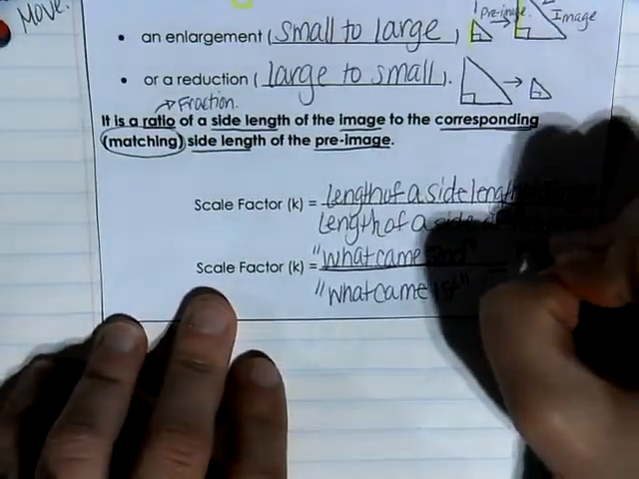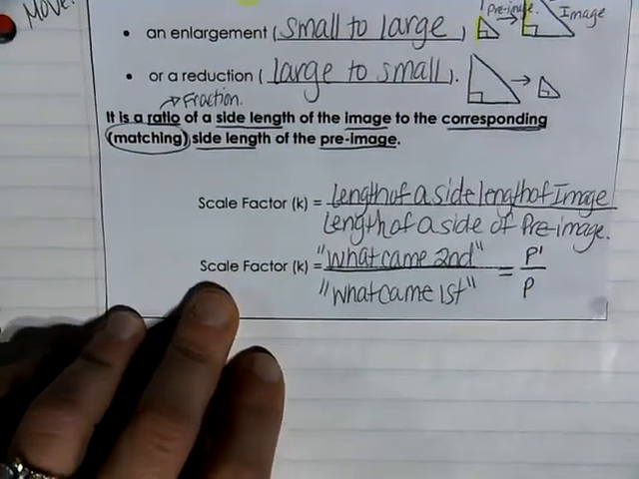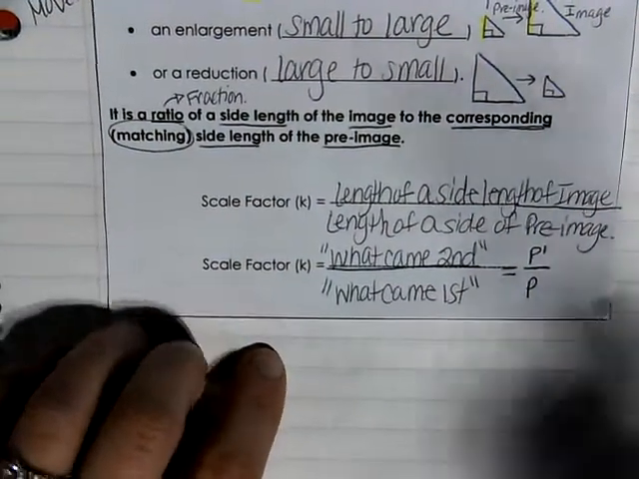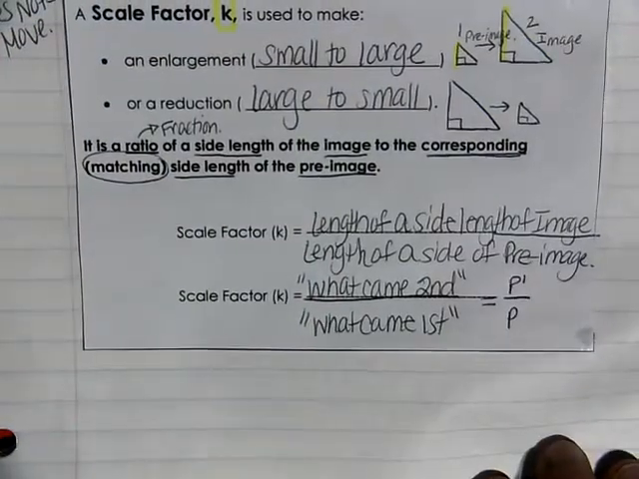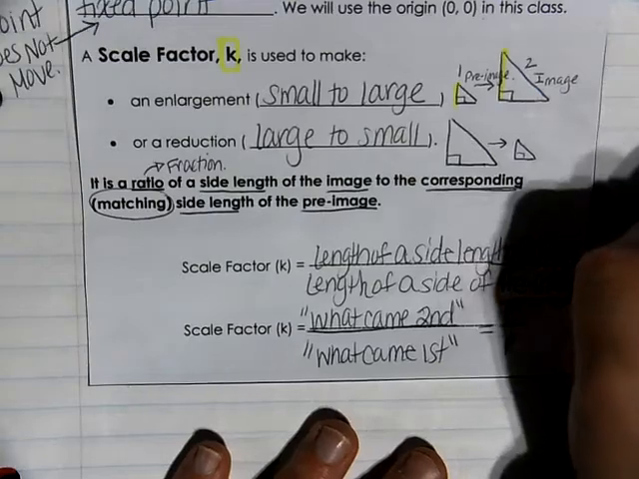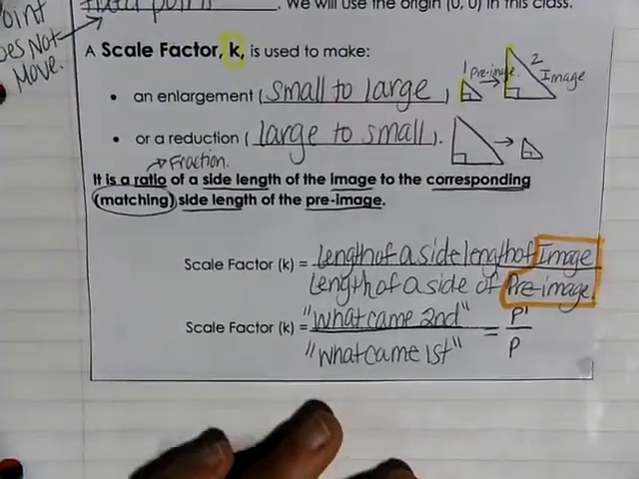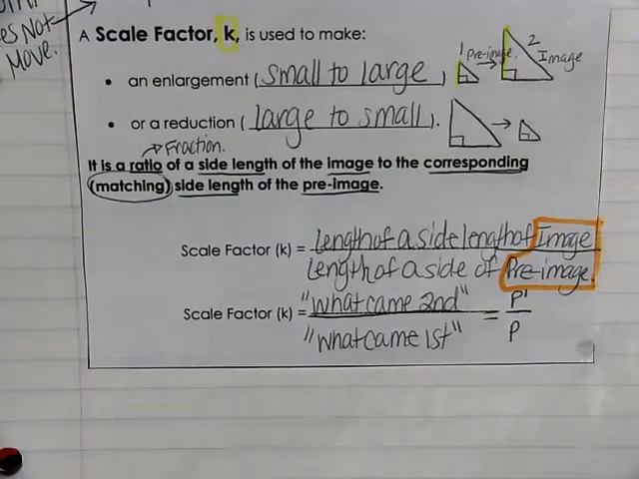Essentially, if we're talking about a point P, it's P prime divided by P. It's the image over the pre-image. So I think that's what I want to emphasize. It's a length of an image compared to a pre-image. And that represents your scale factor K.